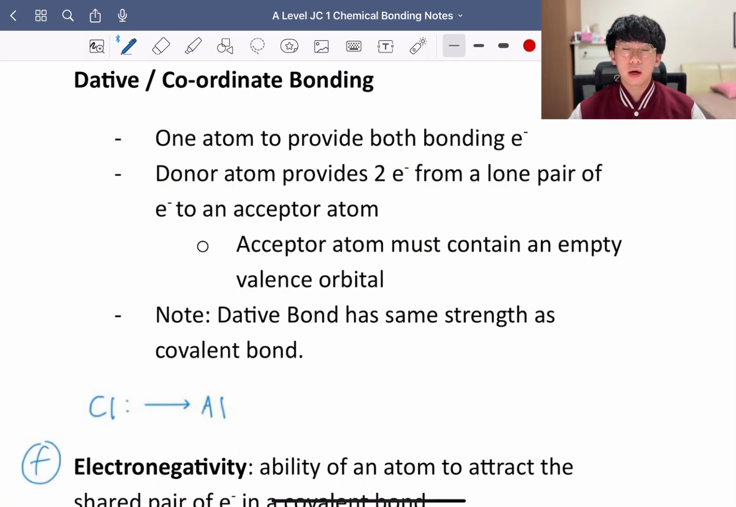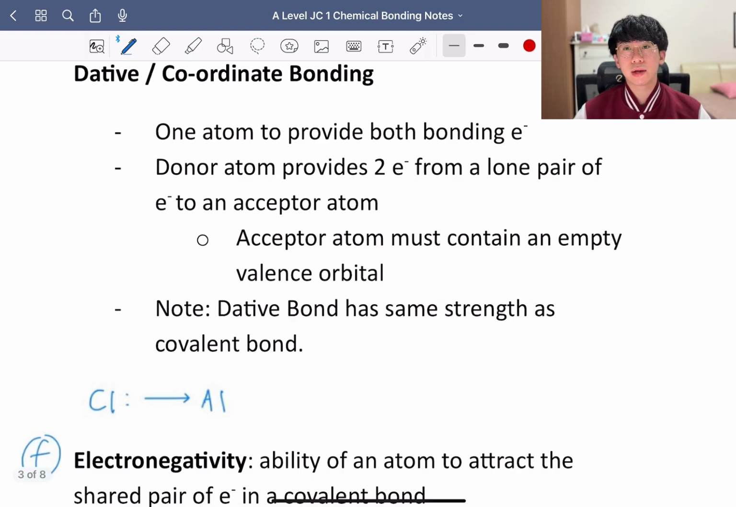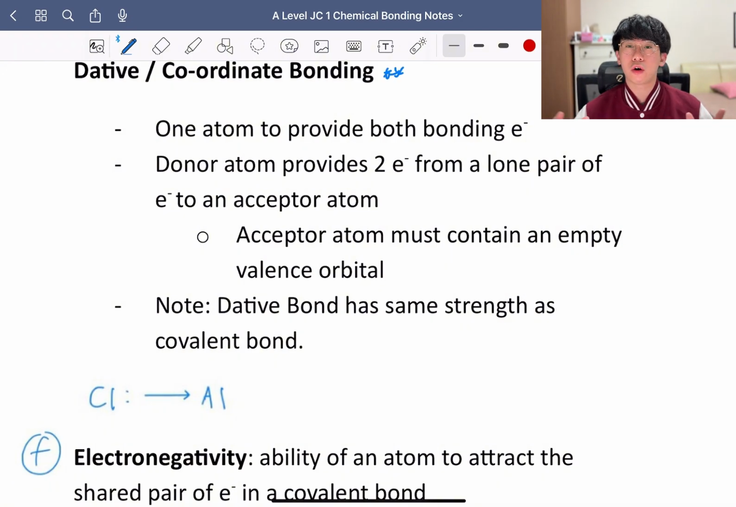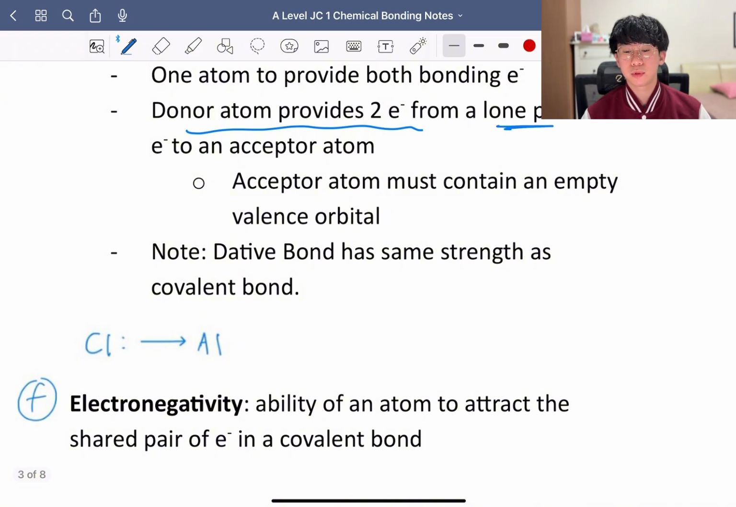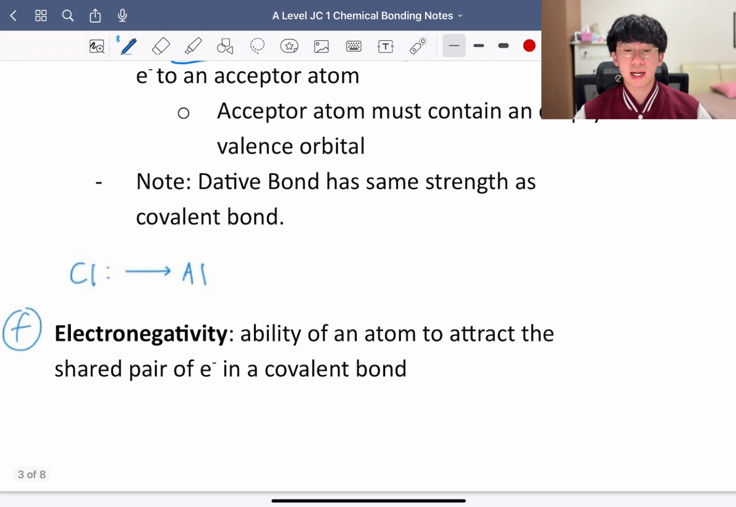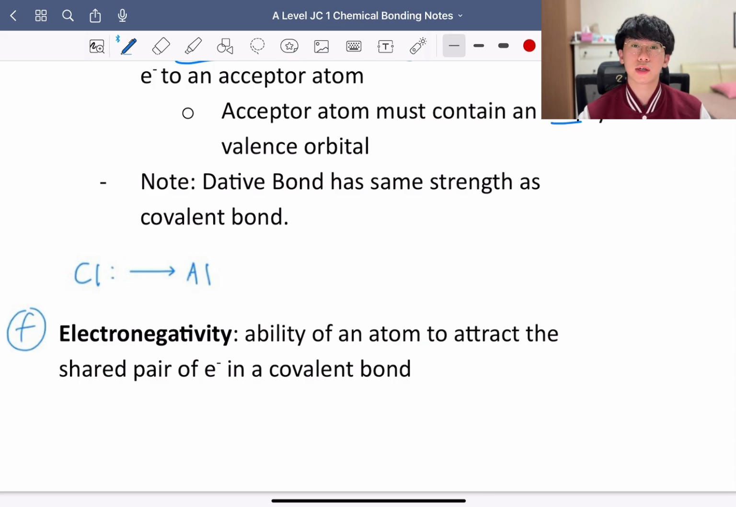Now we move on to dative and coordinate bonding. So this is a new term that is brought up in JC, and please take note that they really love to test this. So what is dative or coordinate bonding? Dative bonding is where one atom provides both the electrons in the whole sharing relationship instead of both atoms sharing equally. So what I mean by that is the donor atom provides both the electrons. This usually comes from a lone pair, and the acceptor atom must contain an empty valence orbital. And this makes sense because the lone pair needs to have a space to go into the acceptor atom itself.